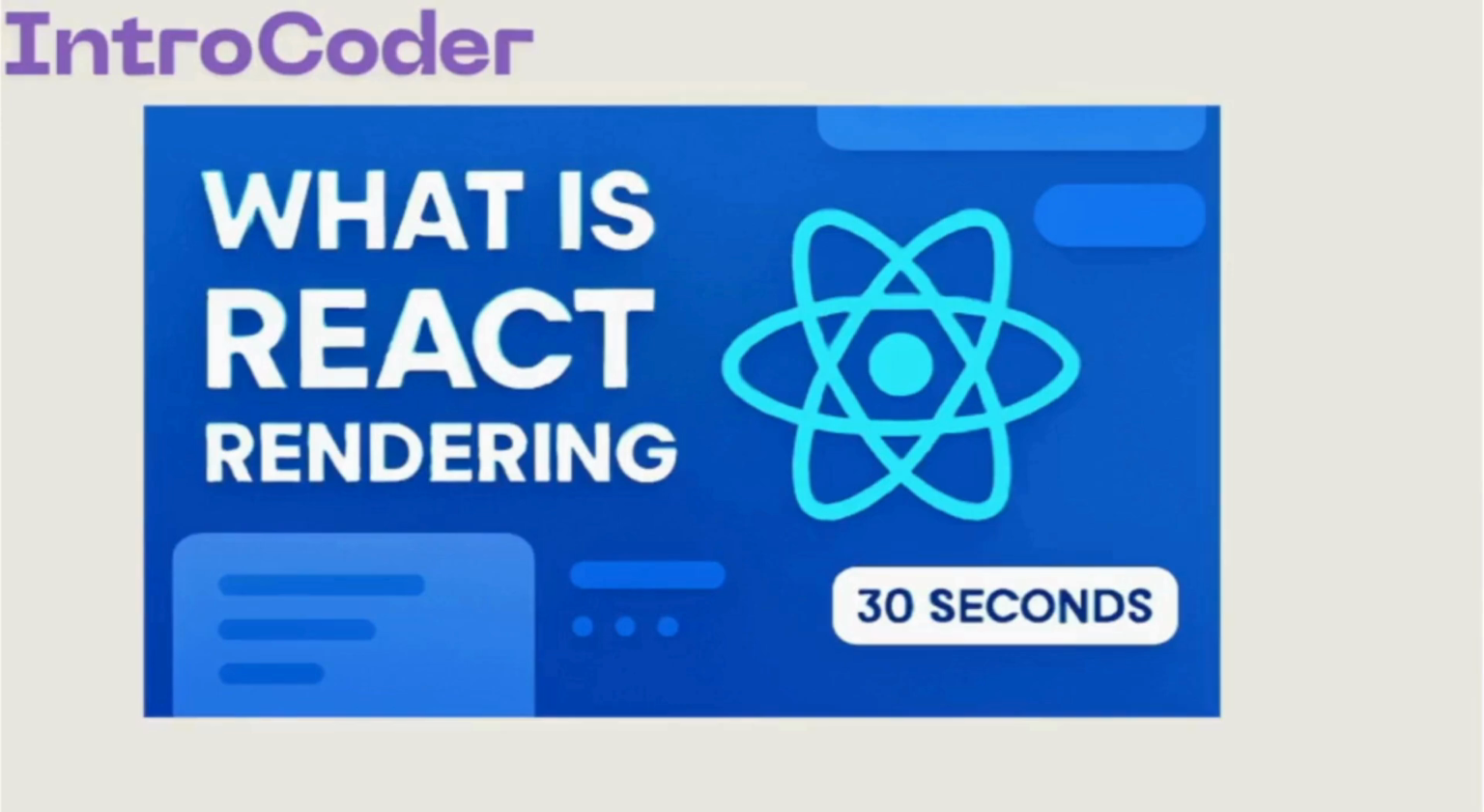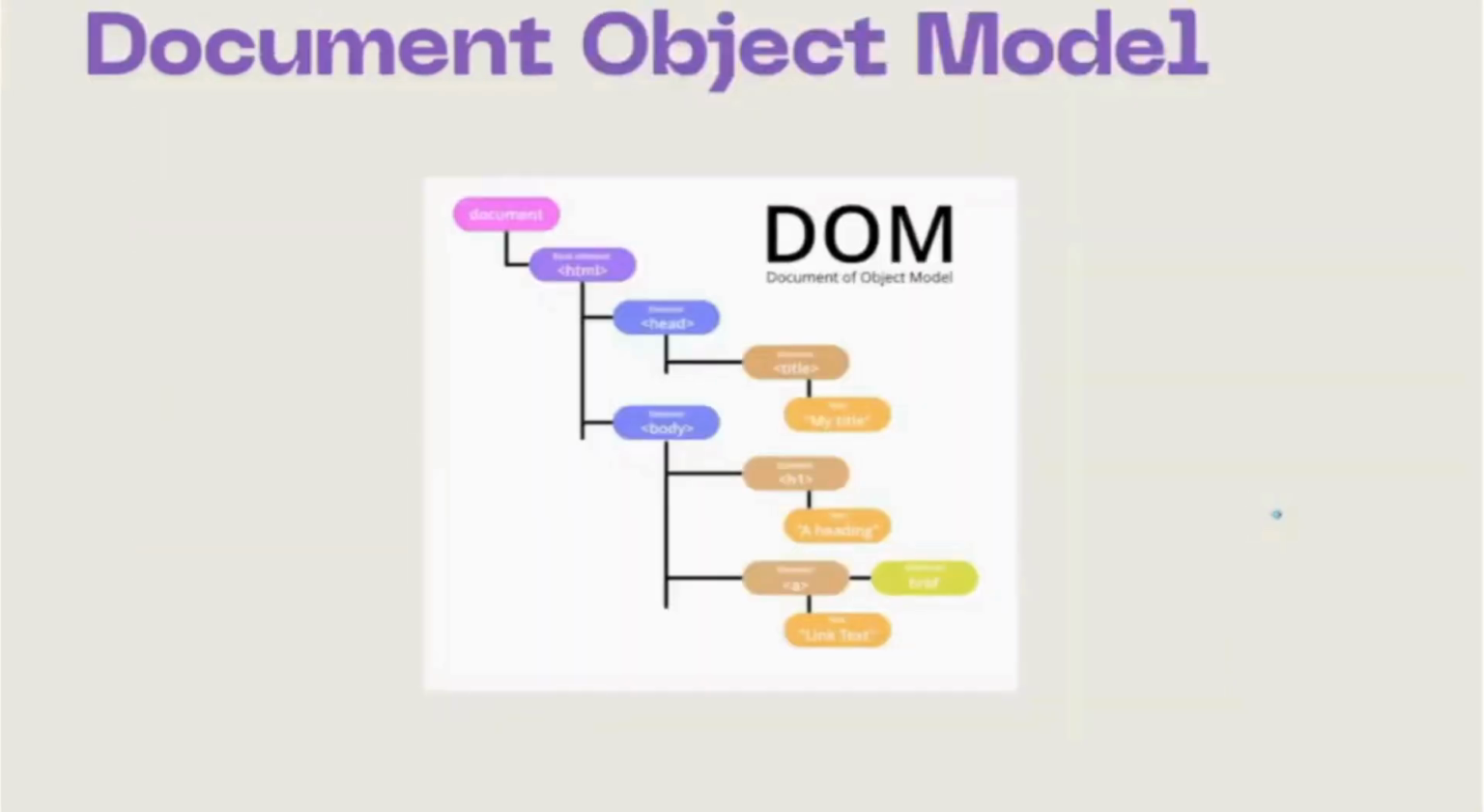So rendering is transforming React components into UI elements on the screen. Let's start with the DOM. The DOM is a tree-like structure of web elements, as you can see here: document, HTML, head. So this is the Document Object Model, which is used by the browser to show the UI.